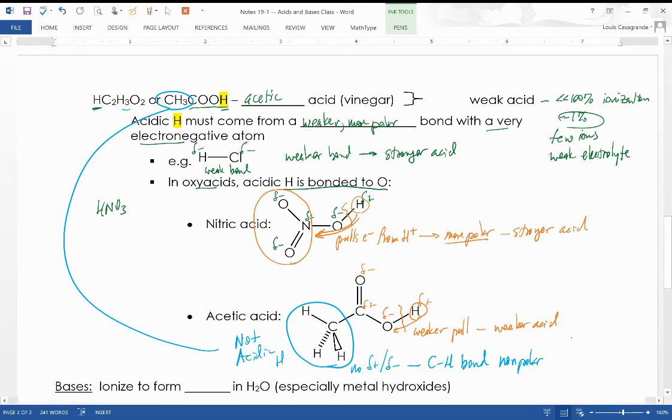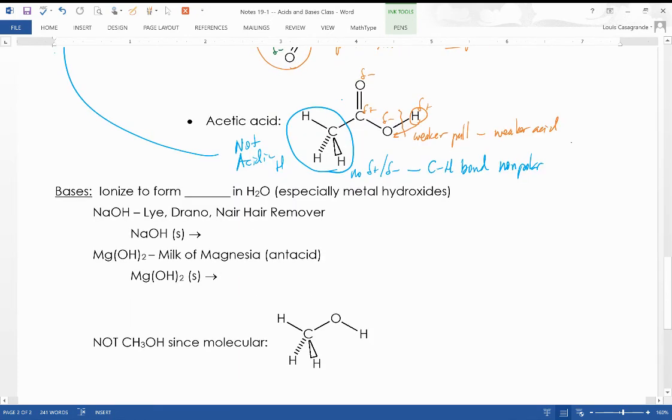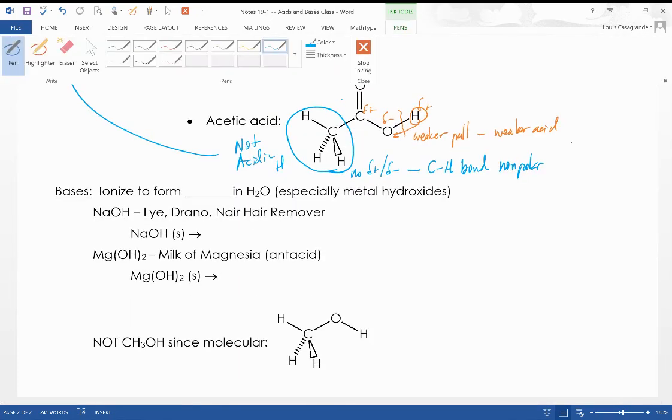Or here, those 3 hydrogens here, those are the 3 hydrogens that are not acidic. And in any formula you see, if there's an H out in front, that's the acidic hydrogen, or hydrogens. There can be more than one. Any hydrogens that are attached to a carbon are going to be in the middle of the formula like that, and those are not going to be acidic hydrogens. So those are acids.